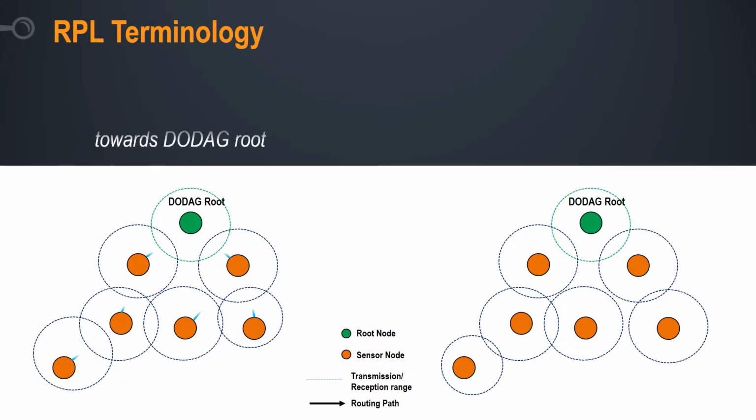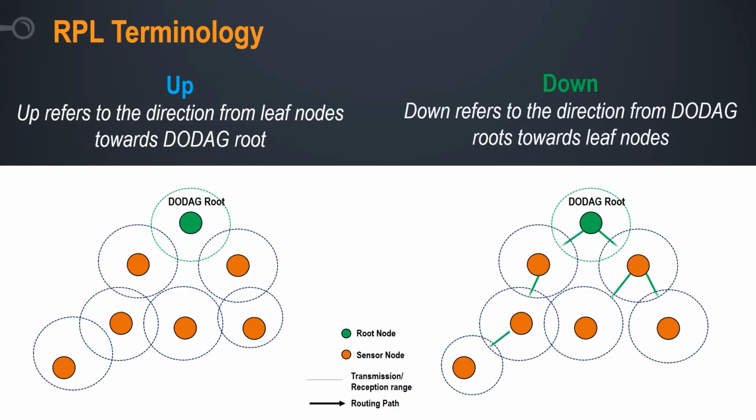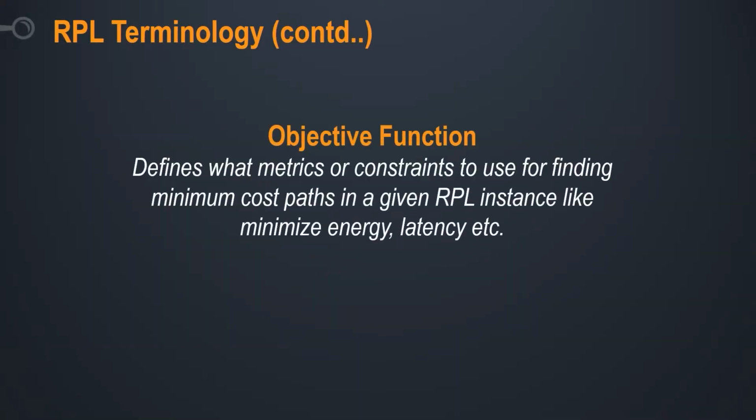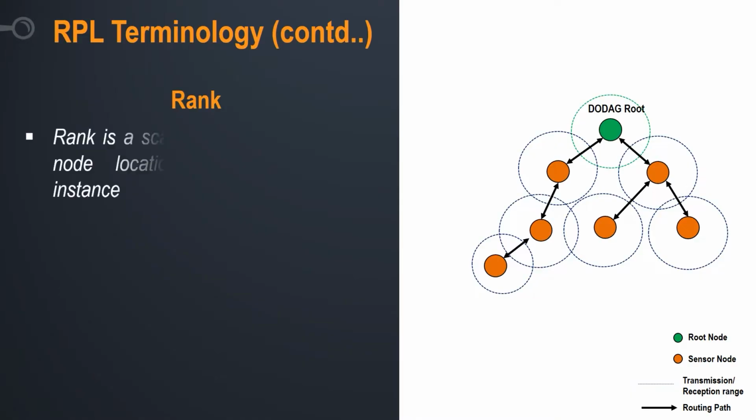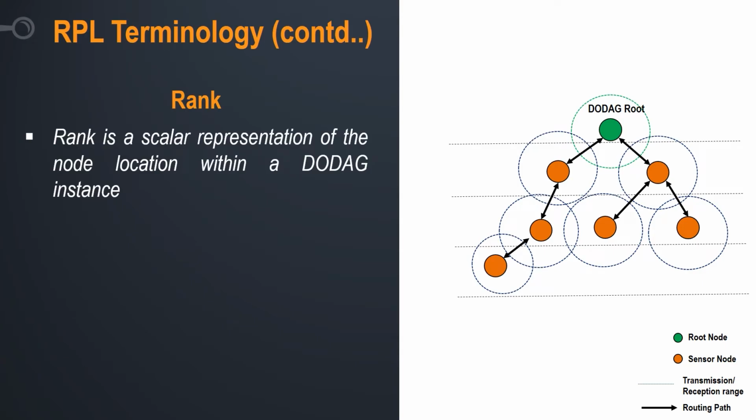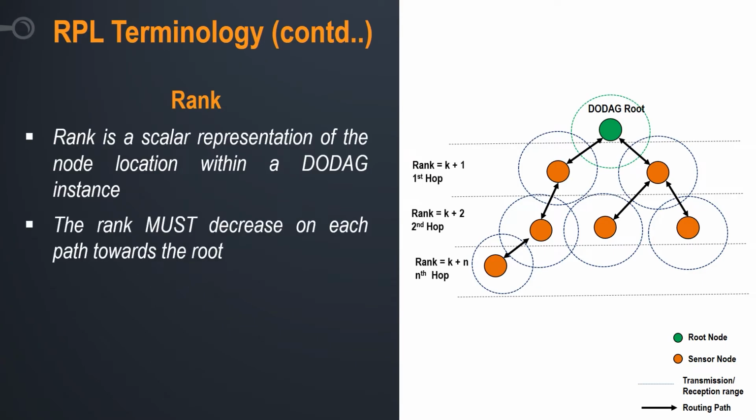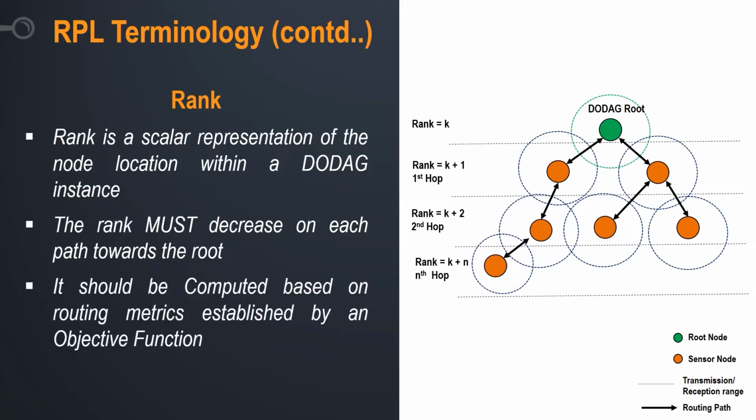Next in the RPL terminology is up. Up refers to the direction from leaf nodes towards the DODAG root. Then is down. Down refers to the direction from the DODAG root towards the leaf nodes. Objective function. The objective function defines what metrics or constraints to use for finding minimum cost paths in a given RPL instance, like minimize energy, latency, etc. Then we come to rank. Rank is a scalar representation of the node location within a DODAG instance. The rank must decrease on each path towards the root. It should be computed based on routing metrics established by an objective function.